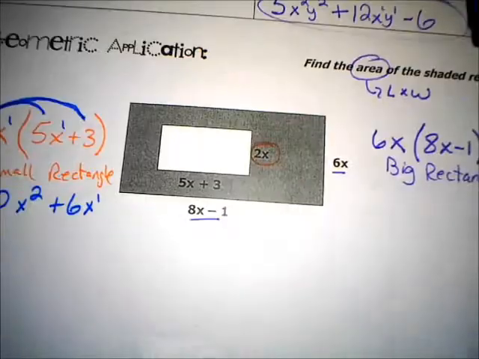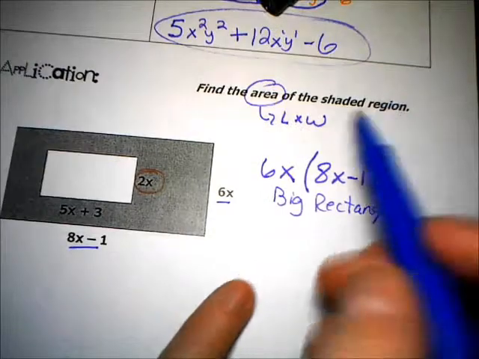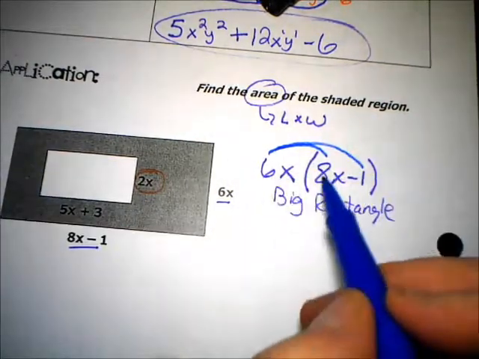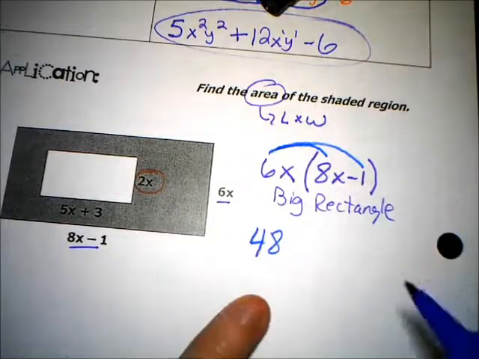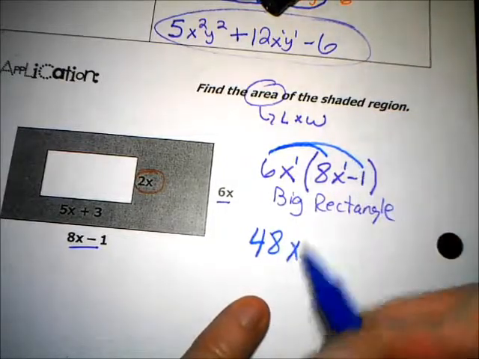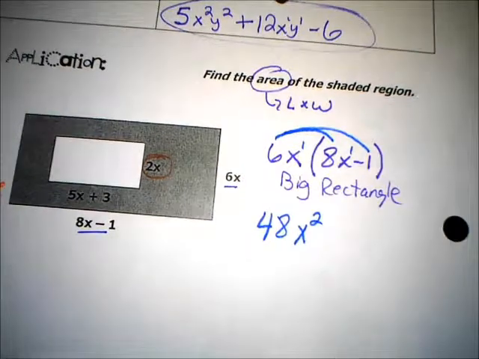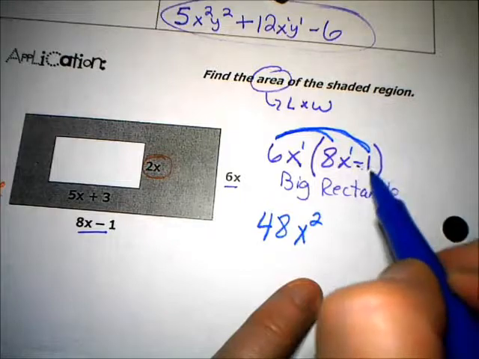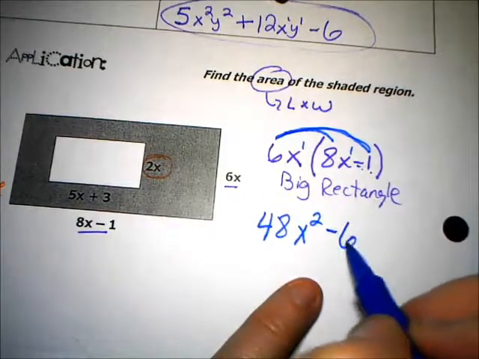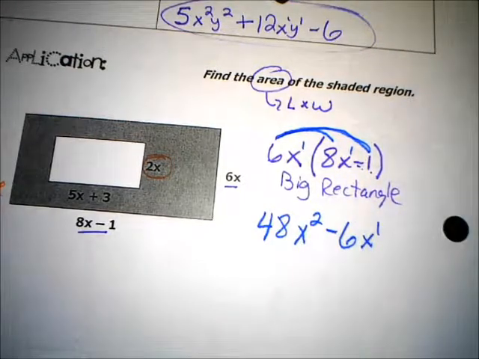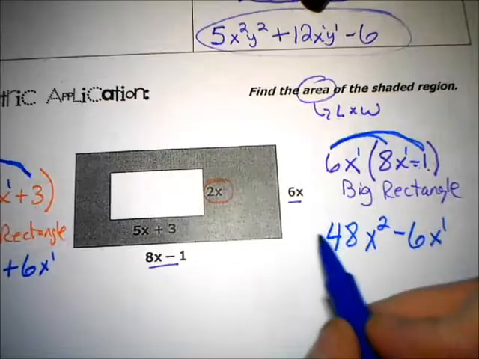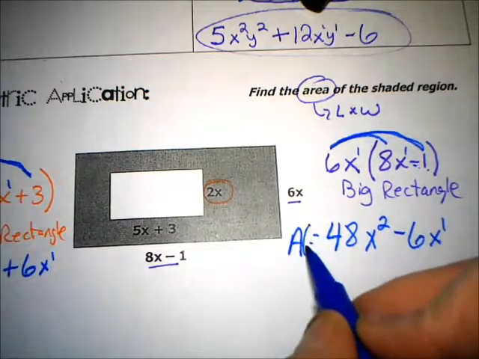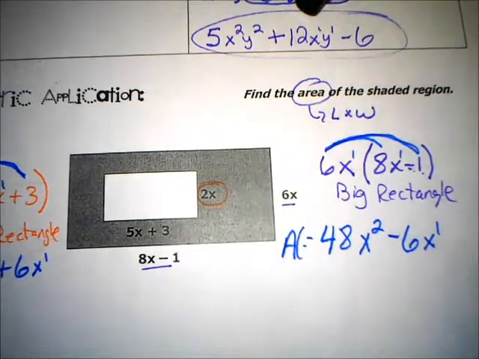Okay. I go to the other side. I'm going to distribute just like I did on the other side. 6x times 8x. Well, 6 times 8 is 48. And x1 and x1 is x squared. And then multiply the next term. 6x times a negative 1. 6 times a negative 1 is a negative 6. And I carry the x over. So this is my area of my big rectangle. So I'm going to put this as, oops. Okay, let me wipe that out.